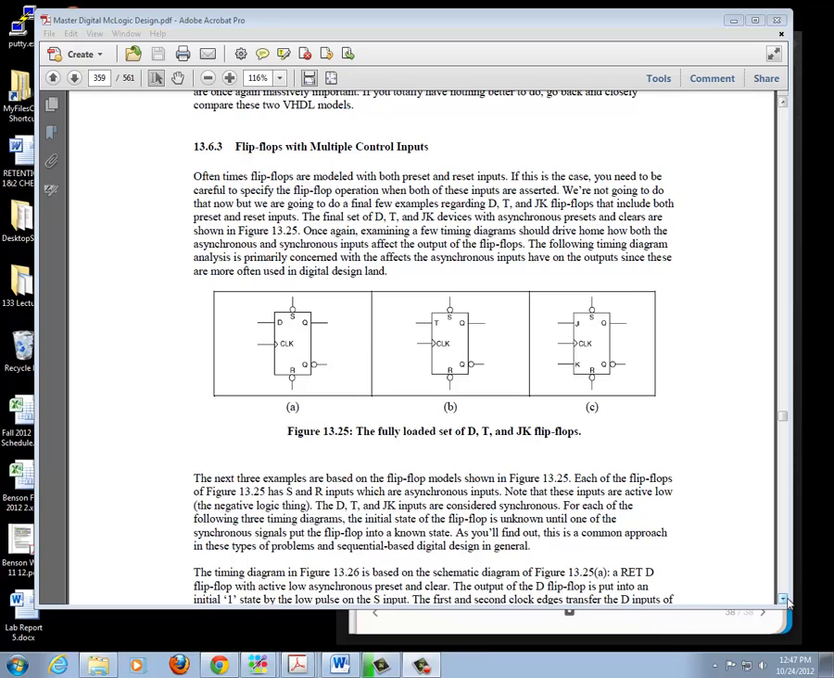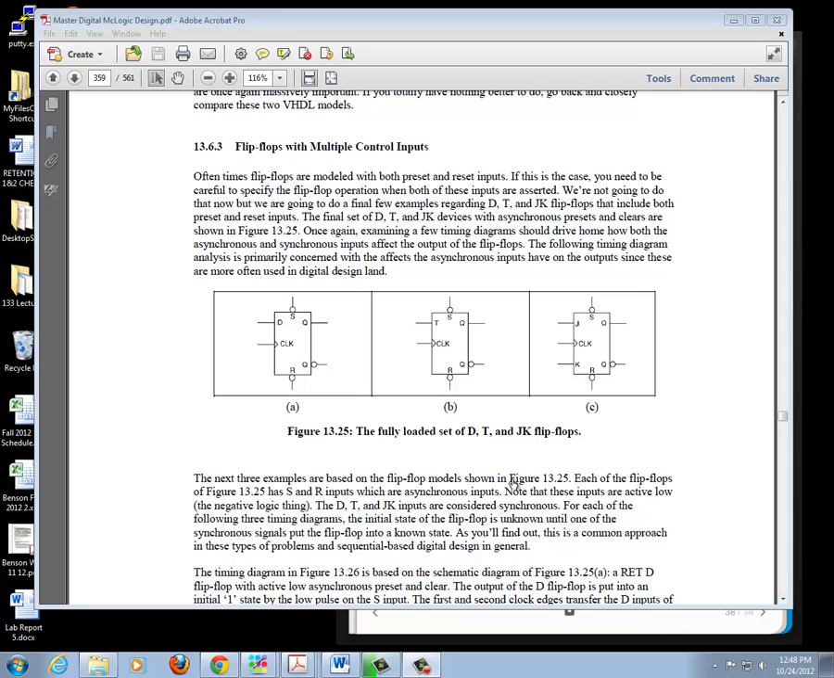Okay, so now that you've been introduced to the D flip-flop, the T flip-flop, and the JK flip-flop, let's do some more practice with these. Remember, like for the D flip-flop, we added a synchronous or an asynchronous set or reset condition. We can do that with any of the flip-flops.